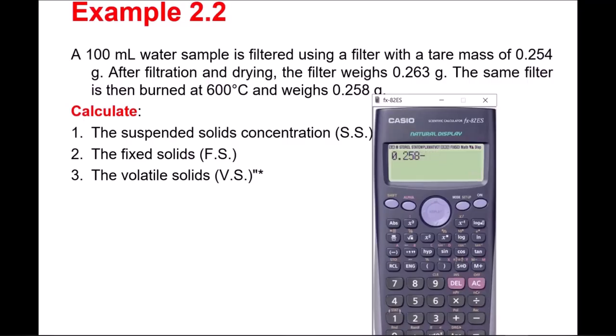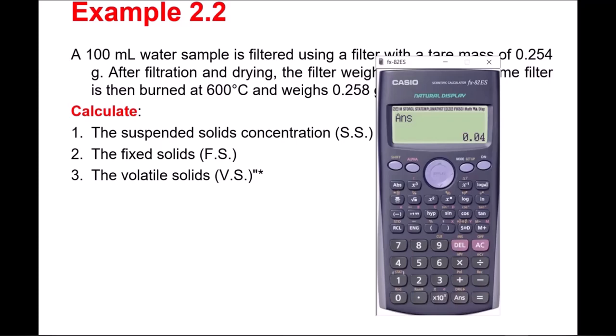0.258 minus 0.254, divided by 0.1, which gives 0.04 grams per liter or 40 milligrams per liter. This is the fixed solid. And if we need the volatile solids, the part that burned off, we can subtract the fixed solid from the total suspended solid, 90 minus 40, which gives 50 milligrams per liter. This tells us how much of the suspended solid was volatile and how much was fixed.